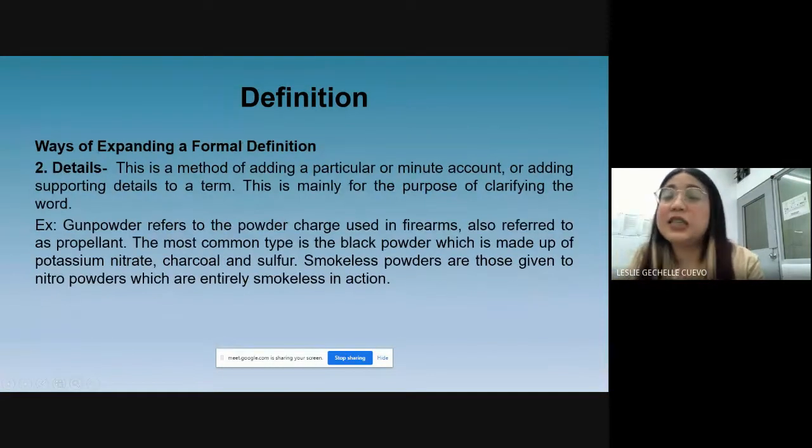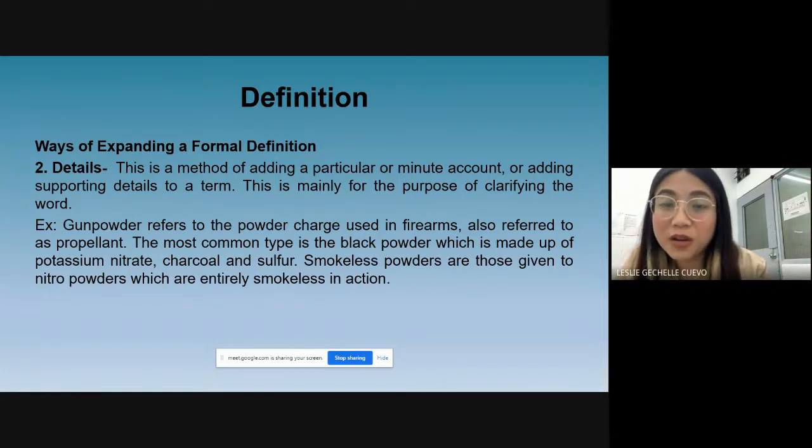Okay. Next is details. Dito pa rin sa ways of expanding a formal definition. This is a method of adding a particular or minute account or adding supporting details to a term. This is mainly for the purpose of clarifying the word. So gunpowder, for example, gunpowder refers to the powder charge used in firearms, also referred to as propellant. Diba? May iba pang term na dinagdag. The most common type is the black powder, which is made up of potassium nitrate, charcoal, and sulfur. Smokeless powders are those given to nitro powders, which are entirely smokeless in action.